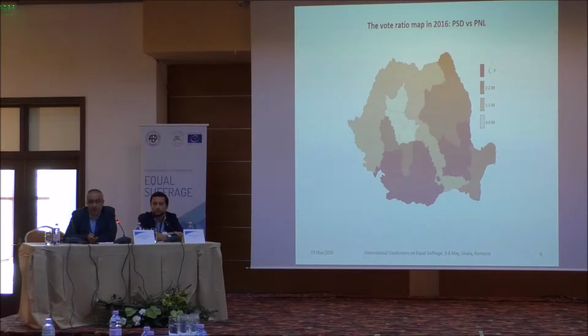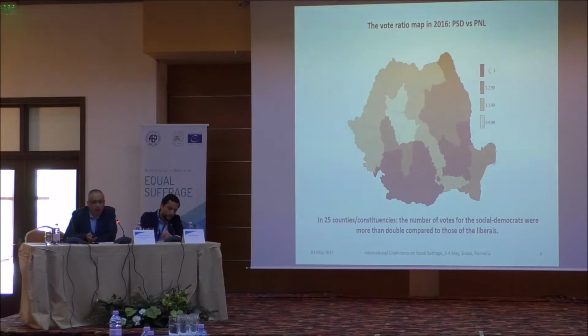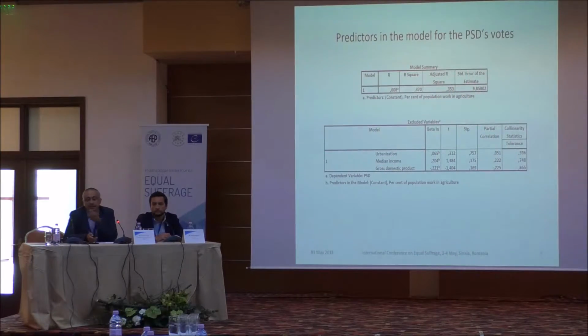But times change, and as we can see, only 3 counties remain with the Liberals, and the victory of the Social Democrats was general in that election. In more than 25 counties, the number of votes for the Social Democrats was more than double compared to those of the Liberals. It's a huge difference, and this is the reason that I made predictions.